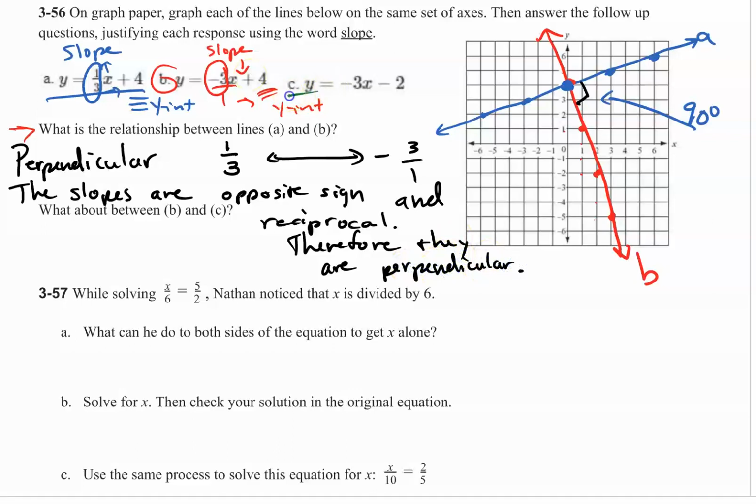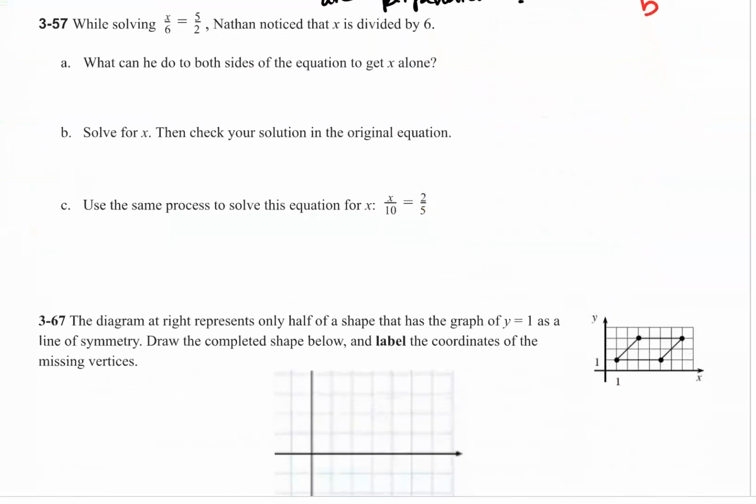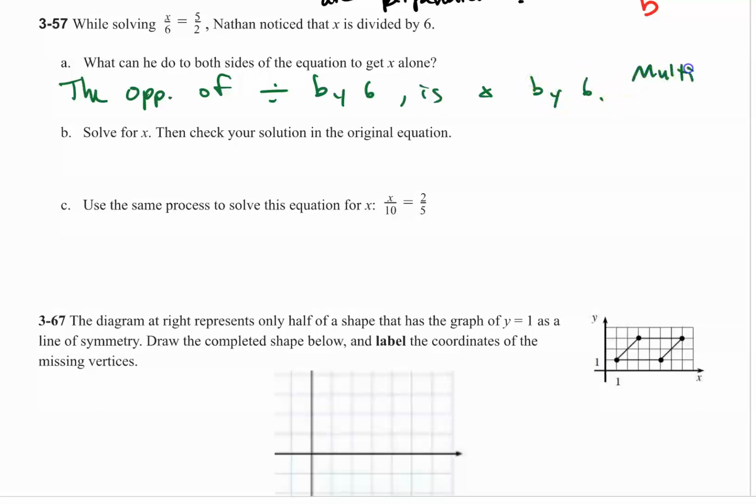Okay, you need to graph C and then answer this question, 3-57. While solving this equation, Nathan noticed that x is divided by 6. What can he do to get x alone? Well, the opposite of division by 6 is times by 6. So what he needs to do is multiply both sides by 6. Since it's dividing by 6, you undo it by multiplying by 6.